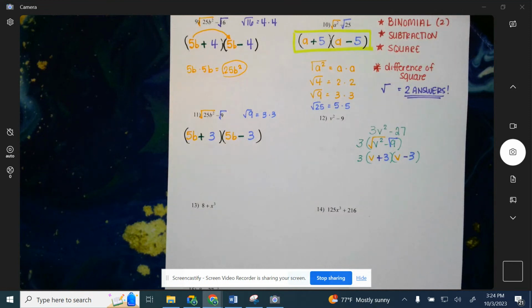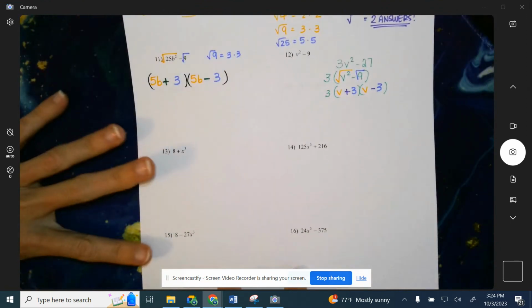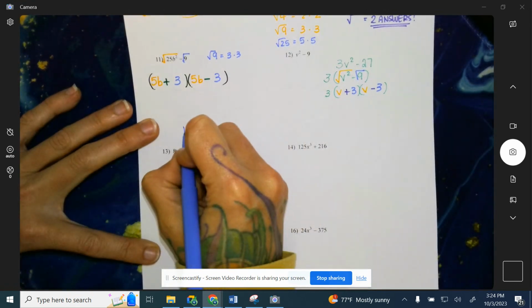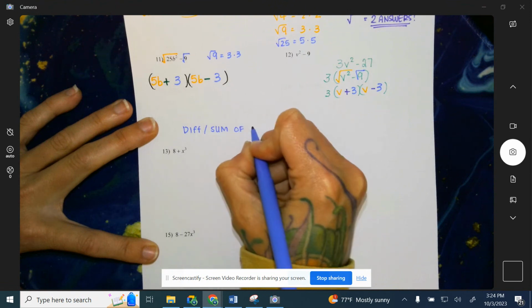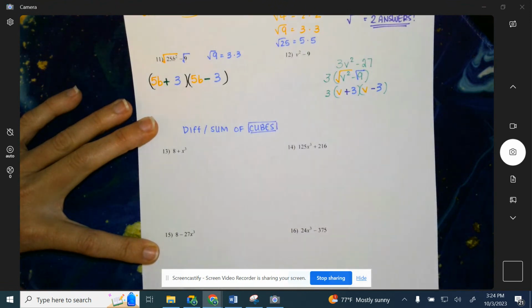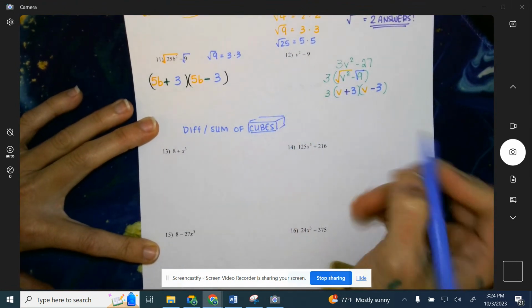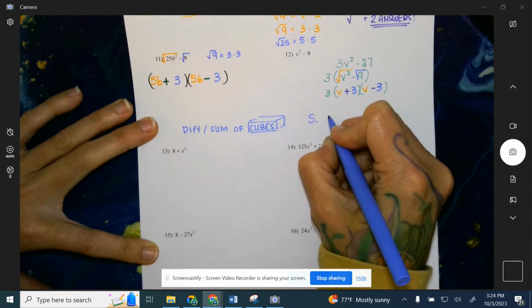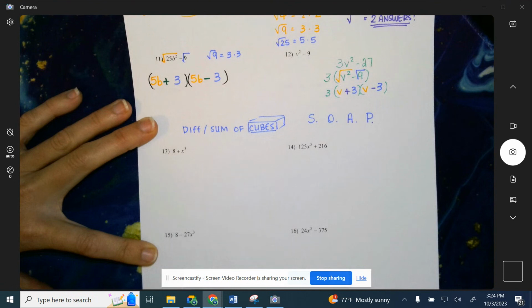Now, again, that is difference of squares. You did do that in Math 2, hopefully. You may have even done it in Math 1, depending on who your teacher was. Now, difference of cubes, difference and sum of cubes. I want you to think of a bar of soap for cubes, okay? It's not going to be a perfect cube. We're going to think of SOAP, S-O-A-P, okay?